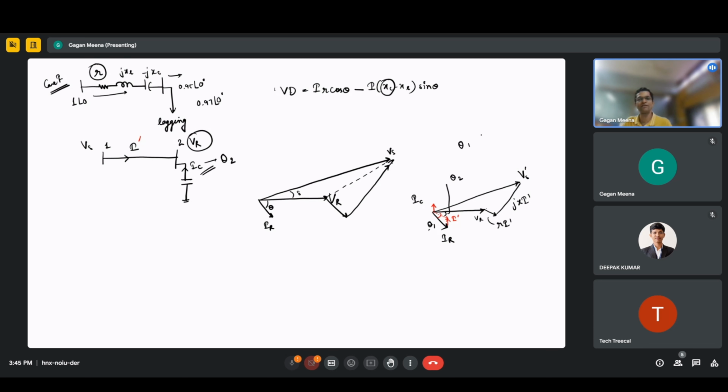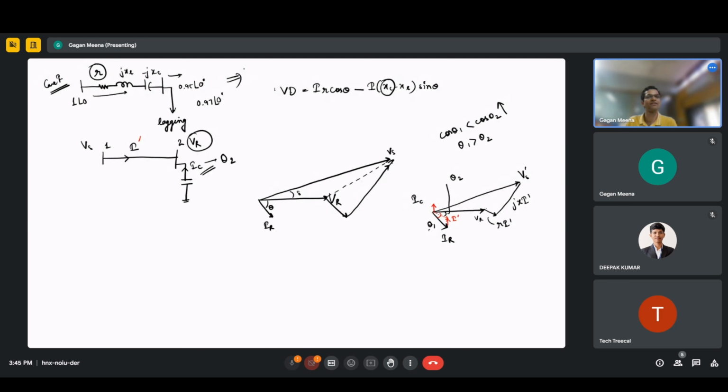Now theta 1 or theta 2, which one is greater? Theta 1 is greater because of adding the shunt capacitor. The theta is reducing. The phase angle difference is reducing, so cos theta will increase. That is, the power factor is improving. But here this is not happening.